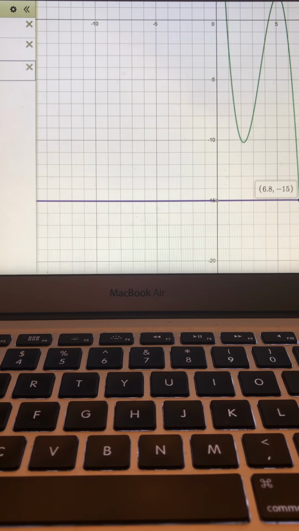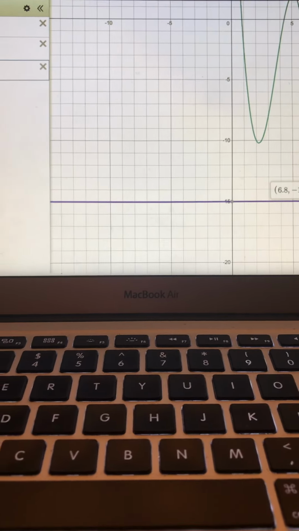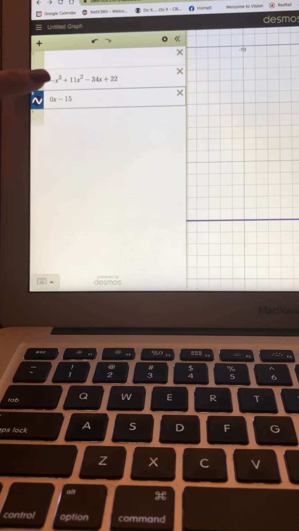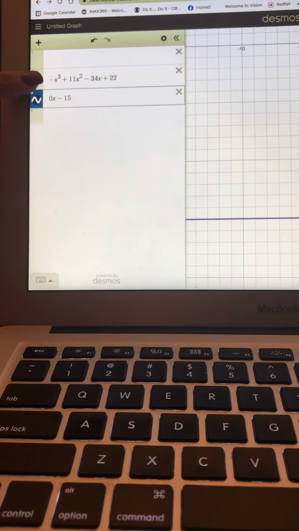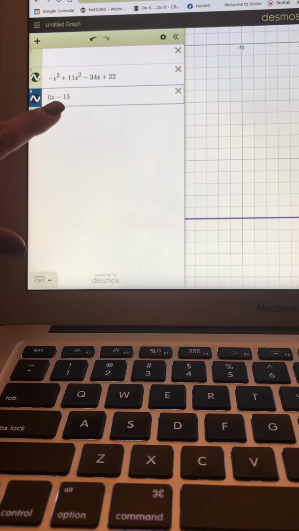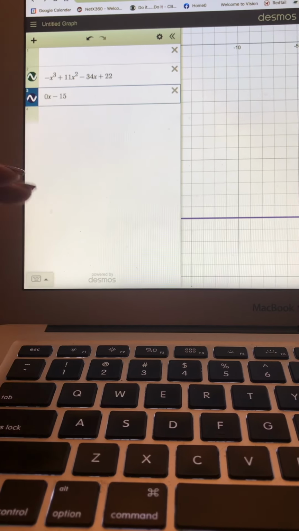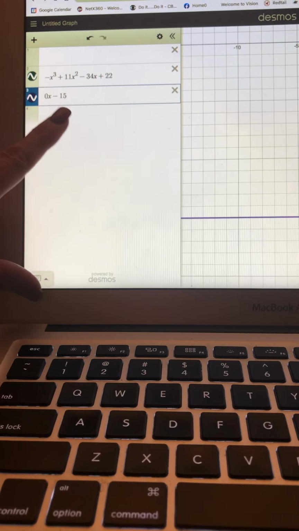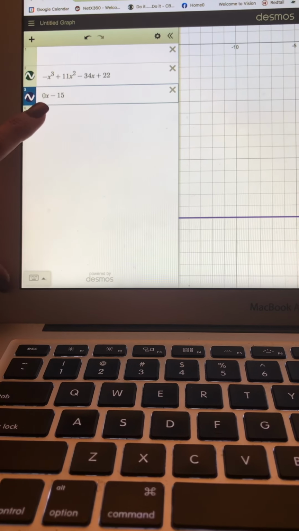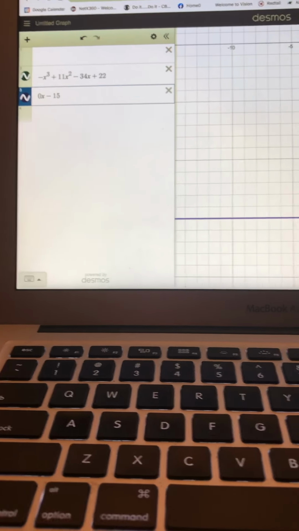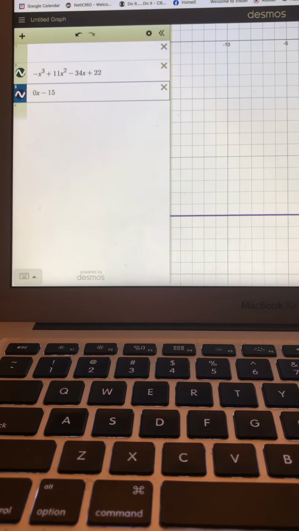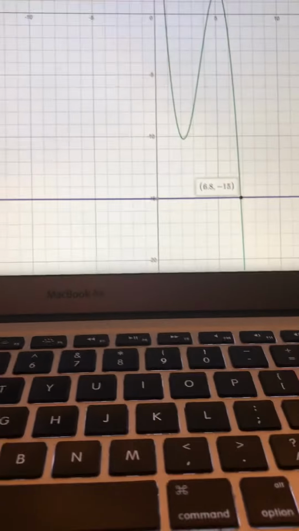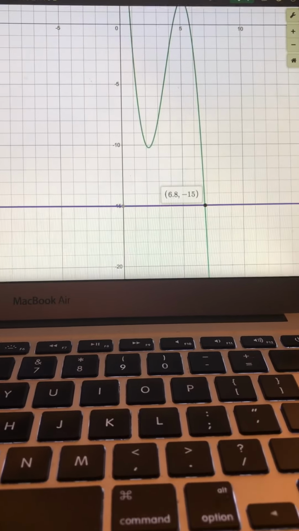All right, so over here I have my first equation just exactly as it was given. And then we said it's going to be negative 15 because it's below sea level. That makes it negative. And then remember, when you're doing a constant in Desmos, you have to put in that 0x or else it won't graph properly. So 0x minus 15. And then you will get something that looks like this.